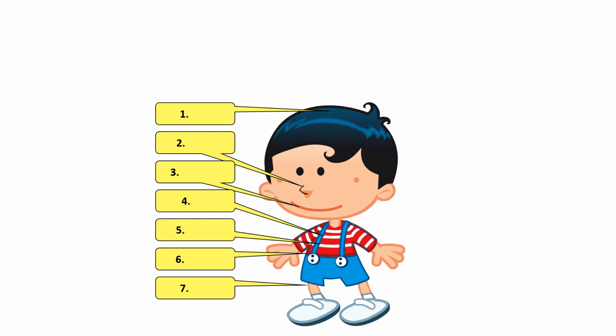Can you remember what they are? What was 1? What was 3? What was 4? What was 2? What was 6? What was 7? 1 is top. 2 is nose. 3 is mouth. 4 is rib. 5 is lung. 6 is joint. And 7 is cap. How did you go?